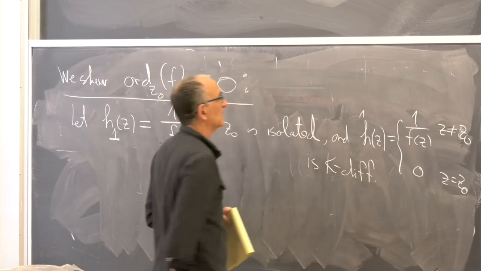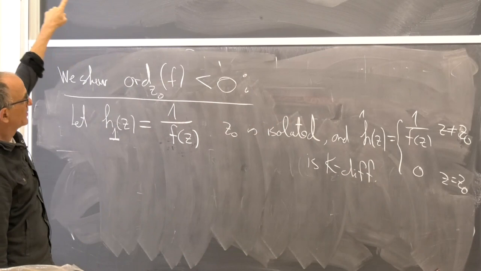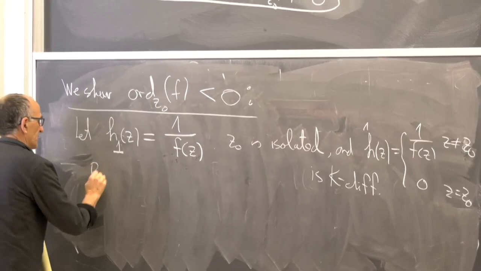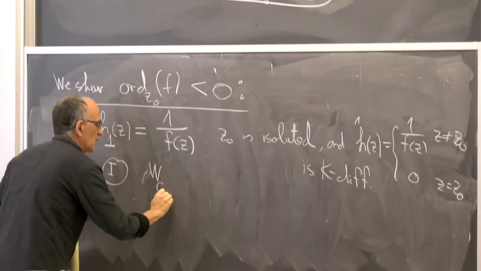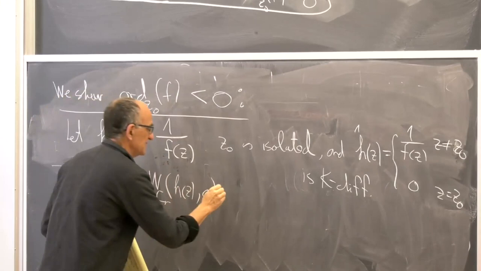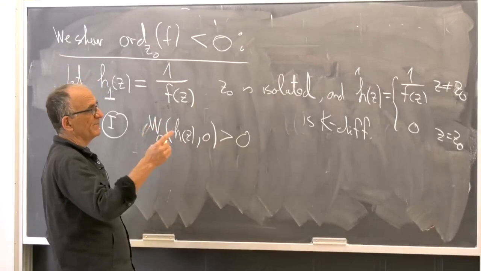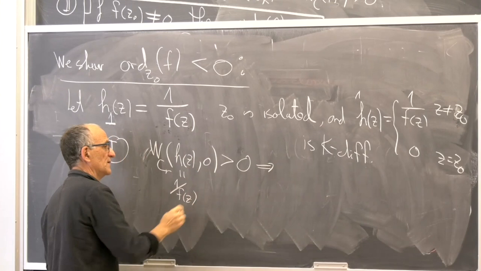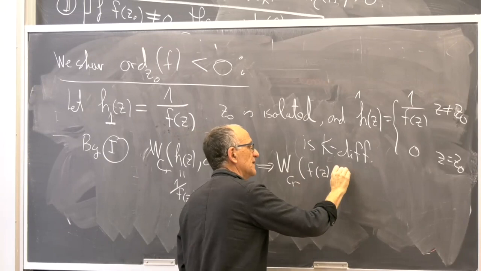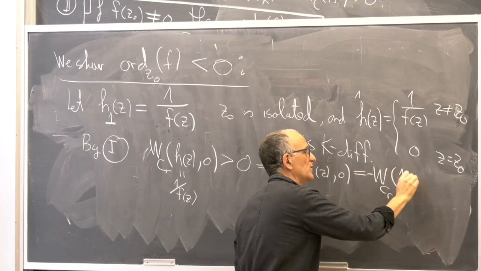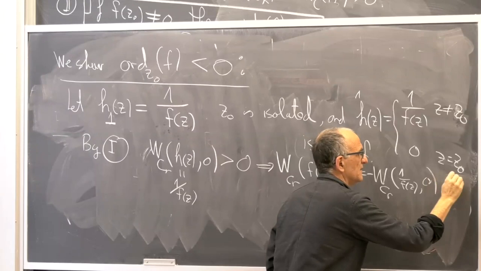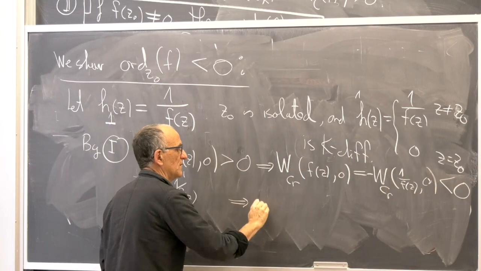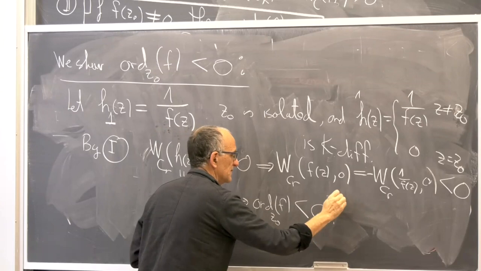But now we're exactly in case one, because we have h, and h of z0 is zero. So by case one, the winding number of CR of h at zero is positive. But because of the multiplicativity rule, which implies, because this is 1 over f of z, that the winding number of f of z at 0, which is minus the winding number of 1 over f of z at 0, is negative. Right, so the order of f at z0 is negative.